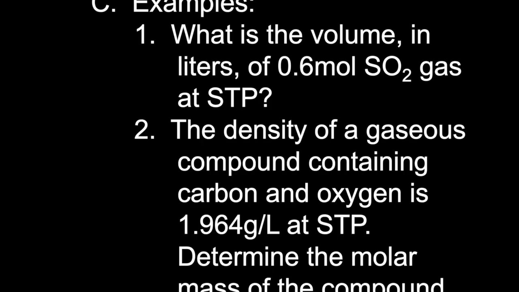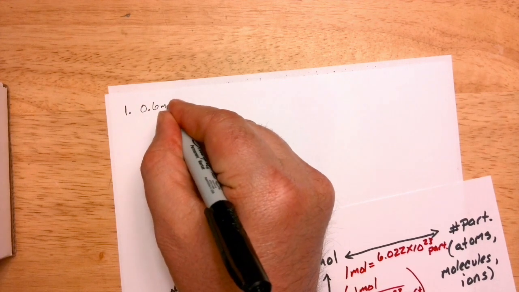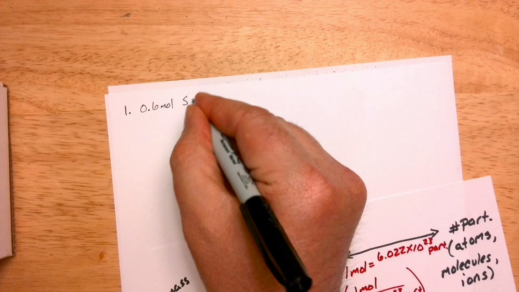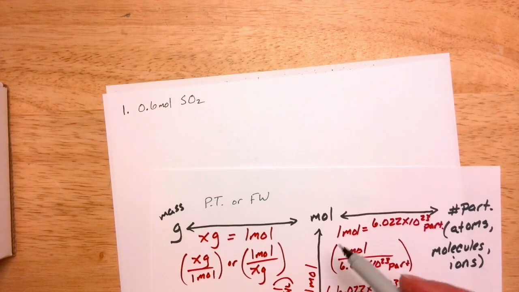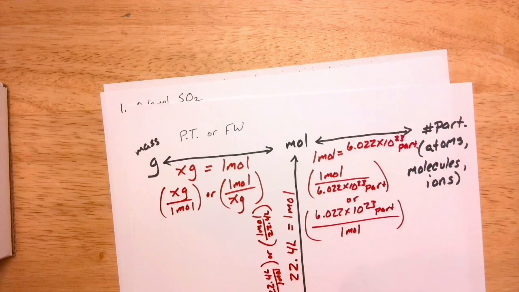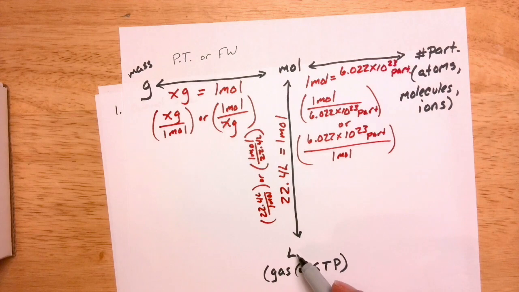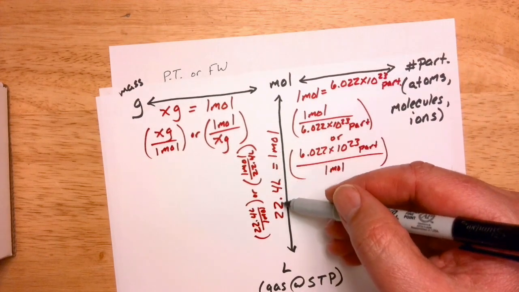What is the volume in liters of 0.6 moles of sulfur dioxide, which is SO2 gas at STP? Okay, we have 0.6 moles of SO2. Now, since we have 0.6 moles of sulfur dioxide, we want to know what the volume is. The volume is measured in liters. So we need to go from moles to liters. I need to be using this conversion unit here.